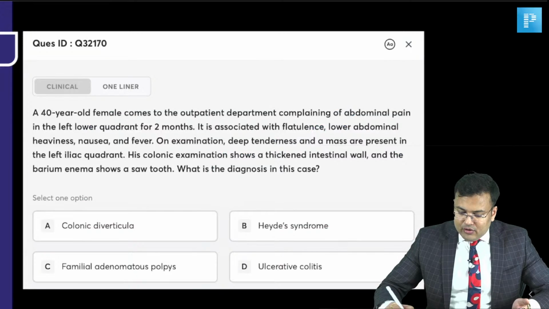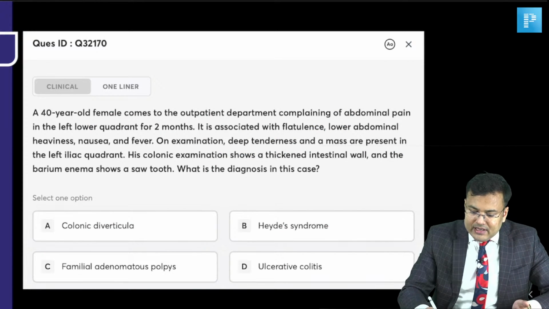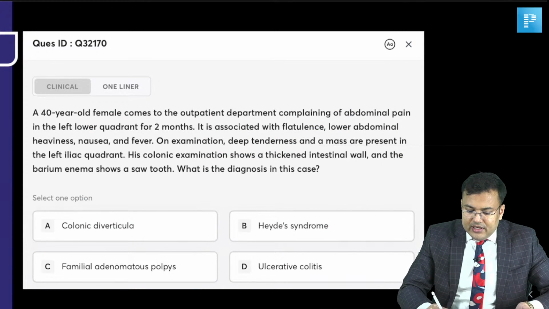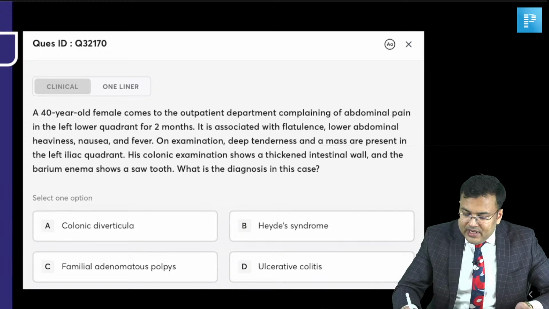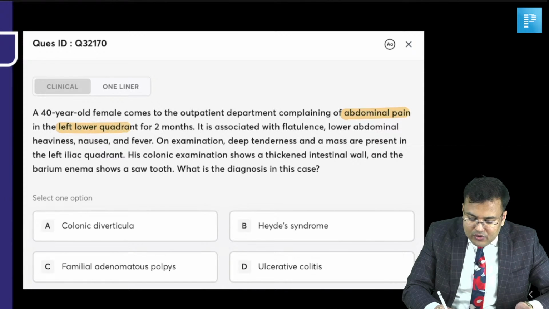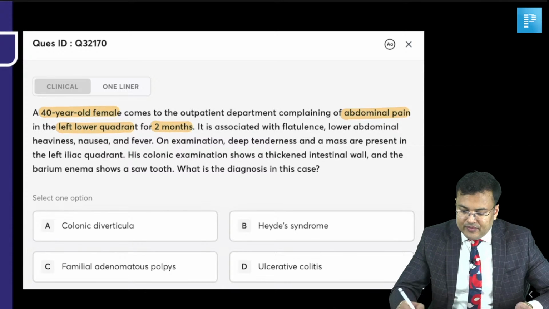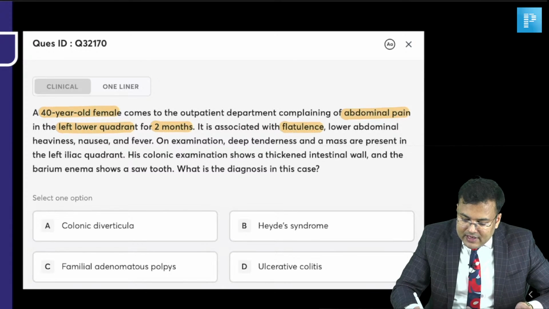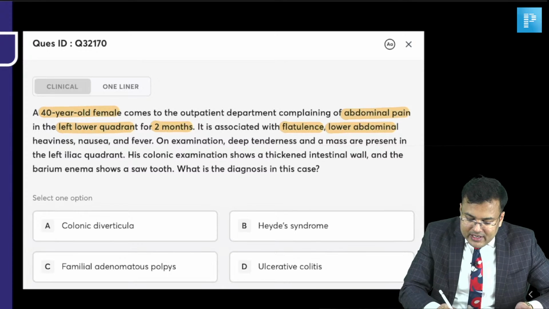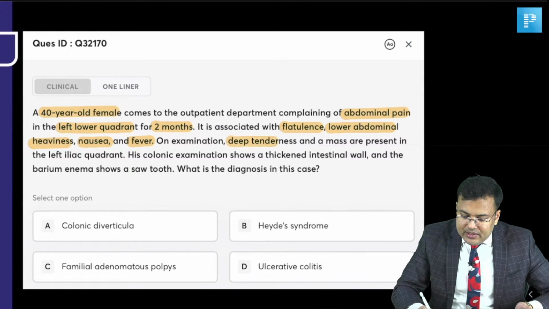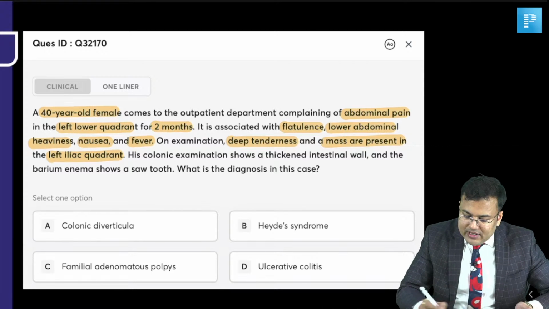Okay guys. Now see the next question. Tell me what is the correct answer here guys. A 40 years old female comes to OPD complaining of abdominal pain in the left lower quadrant for 2 months. It is associated with flatulence, lower abdominal heaviness, nausea and fever. On examination, deep tenderness and a mass was present in the left iliac quadrant.